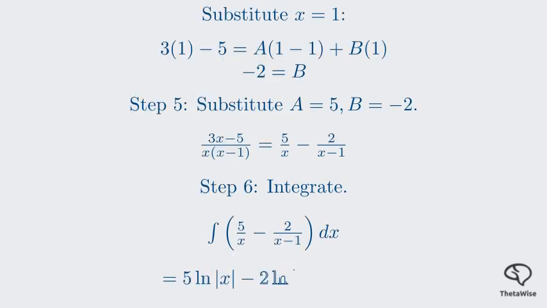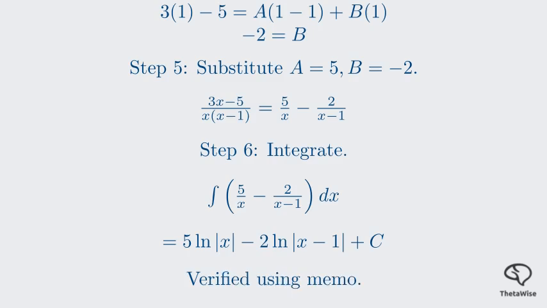This integrates to 5 times the natural log of x minus 2 times the natural log of x minus 1 plus c. A much simpler result thanks to partial fractions. This answer is correct. Now let's tackle our second type, repeated linear factors.